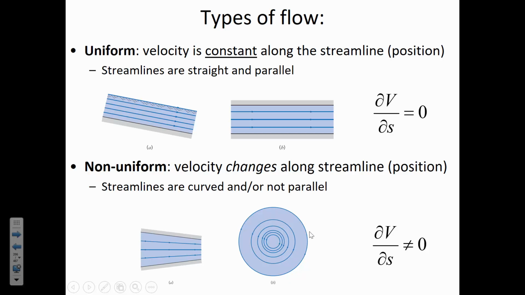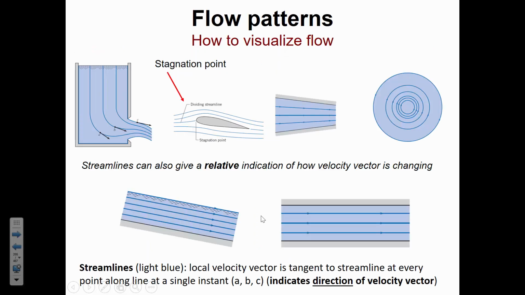Now here is some rotational flow. And even if the magnitude of the velocity is the same as the water swirls around in a circle, the direction is changing. And remember that velocity has two components. It's got magnitude and direction. And if either one of them is changing, then that means it's non-uniform flow. So back to the earlier slide, this is non-uniform flow because the velocity is changing with respect to position as the fluid approaches the orifice.